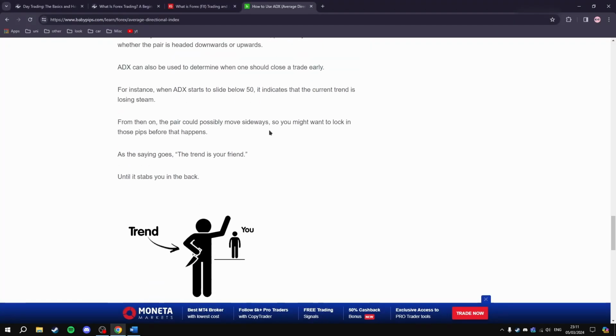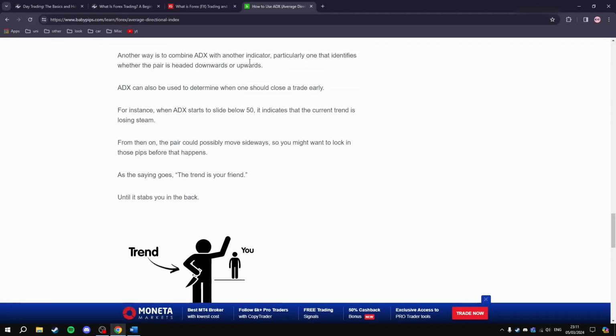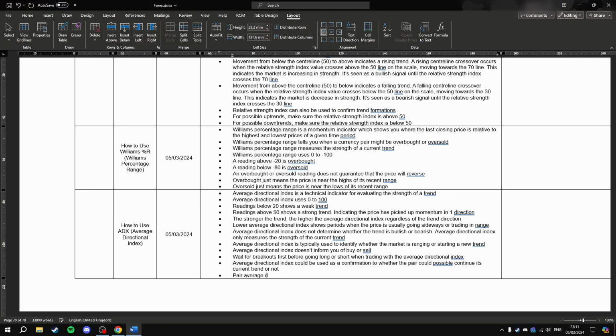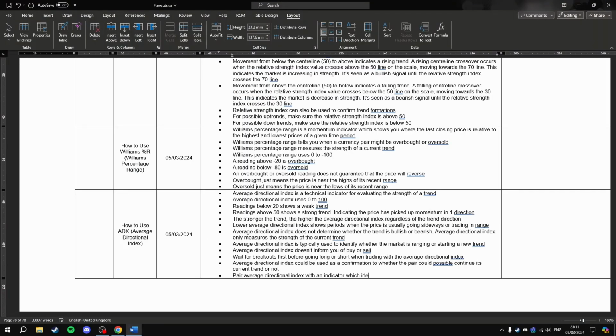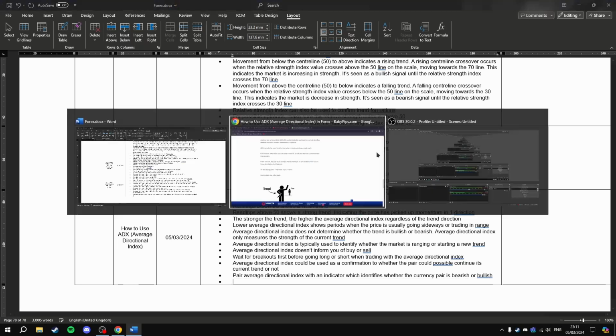Another way is to combine ADX with another indicator, particularly one that identifies whether the pair is headed downwards or upwards. Pair average directional index with an indicator which identifies whether the currency pair is bearish or bullish.